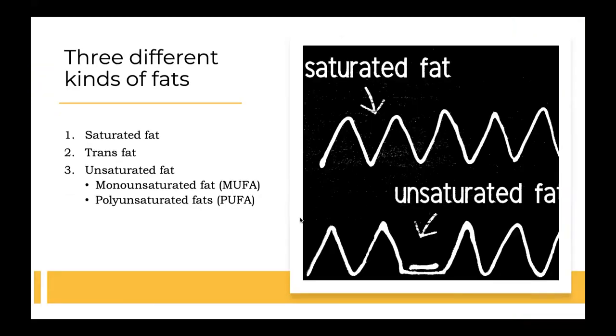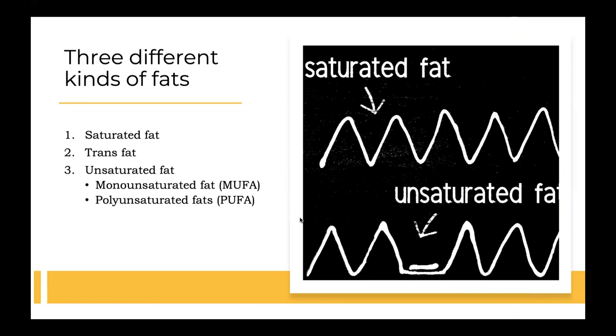So let's start with the kinds of fats. So generally there are three major dietary fats in food we eat: saturated fat, trans fats, and unsaturated fat. Unsaturated fat has also monounsaturated fat we call MUFA, and polyunsaturated fat we call PUFA.